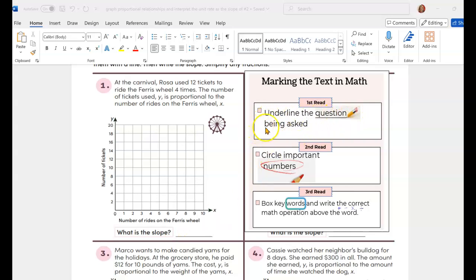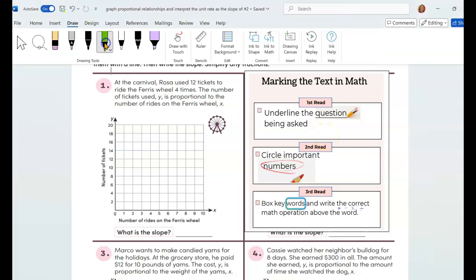Underline the question being asked. That was our first read. So we need to underline the question being asked. What's the slope?